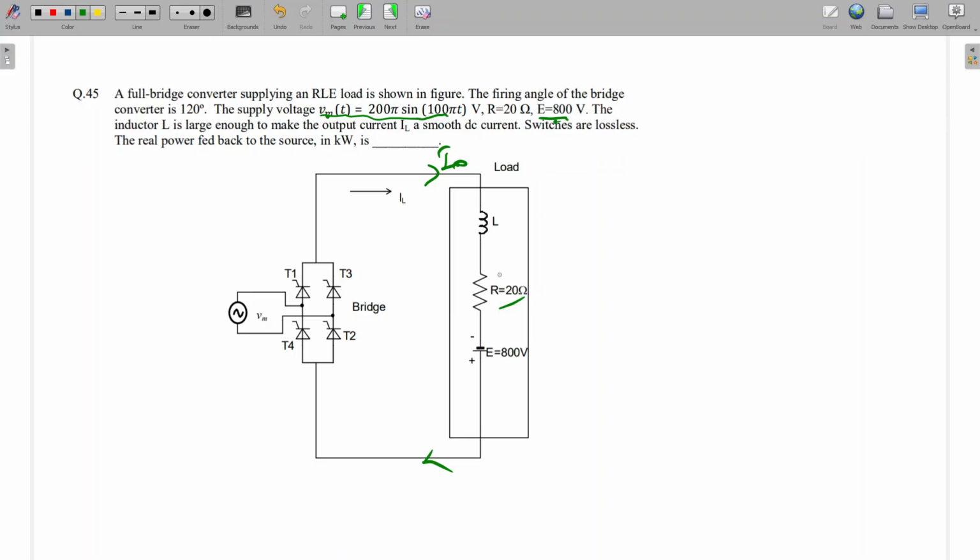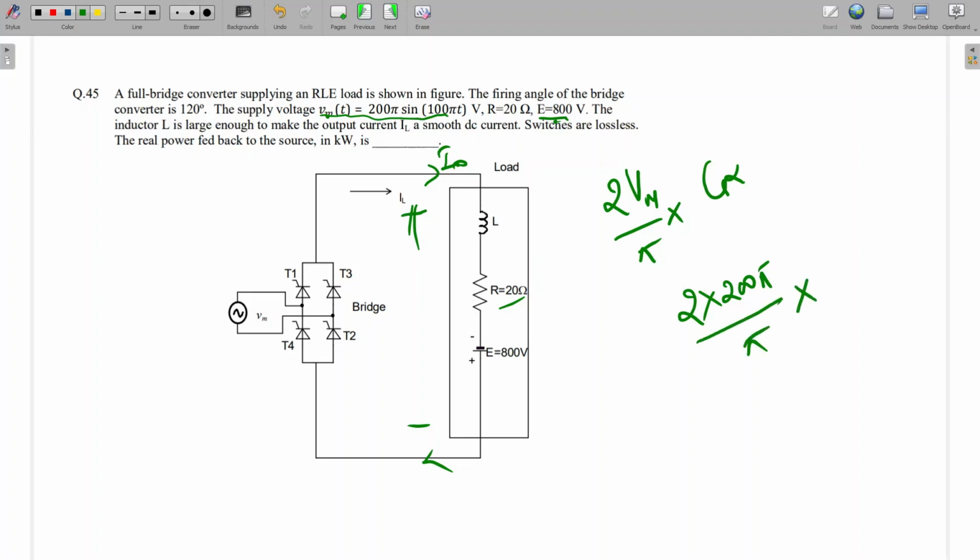So E is 800 volt. R is how much? 20 ohm. So we can calculate the average output voltage here. How much is the voltage? 2 Vm upon pi into cos alpha. So 2 into Vm, how much? 200 pi divided by pi into cos 120. How much?